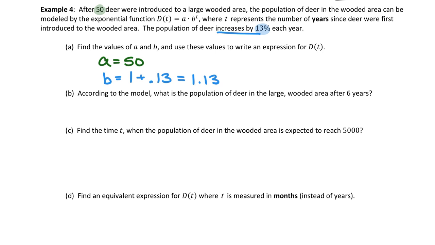Okay, now we can use these values to write an expression for D. Our expression for D would be D of T equal to A, 50, multiplied by B, 1.13, raised to the T power.